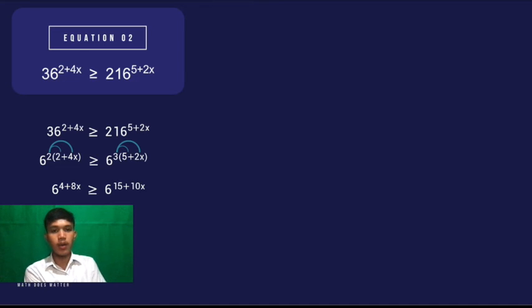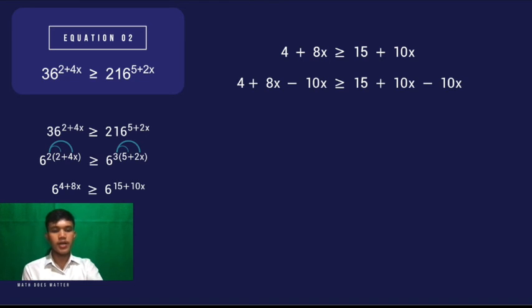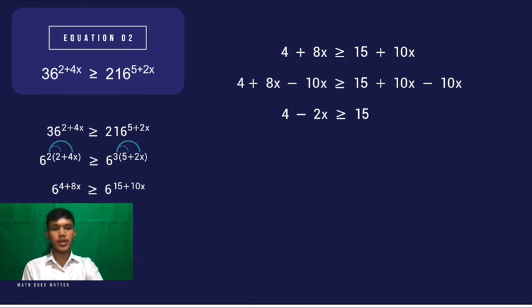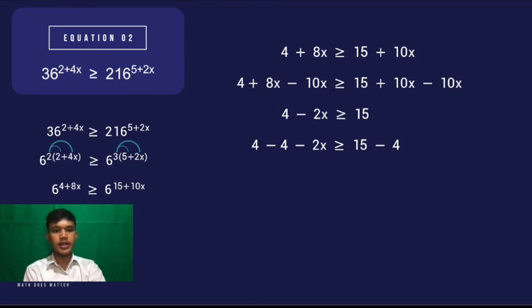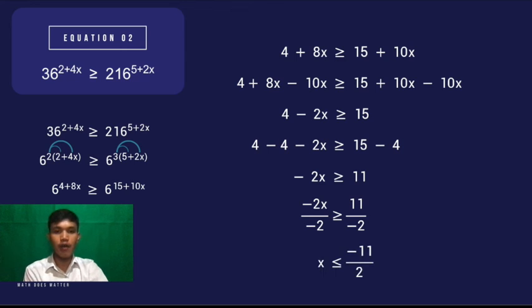Because the bases are now equal, we can now apply the inequality symbol to the exponents of both sides. So now we can write 4 plus 8x is greater than or equal to 15 plus 10x. To isolate the variable, we must subtract 10x from both sides so that the result will be 4 minus 2x is greater than or equal to 15. We will also isolate 4 on the left side, so we will subtract 4 from both sides. So the result will now be negative 2x is greater than or equal to 11. To isolate the variable from the coefficient, we will divide both sides by negative 2. So the answer will now be x is less than or equal to negative 11 over 2.